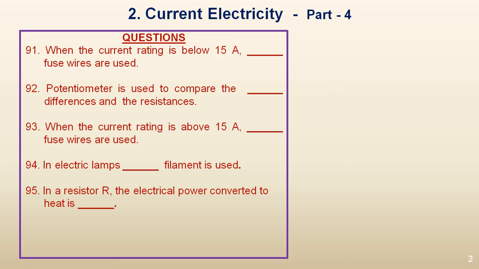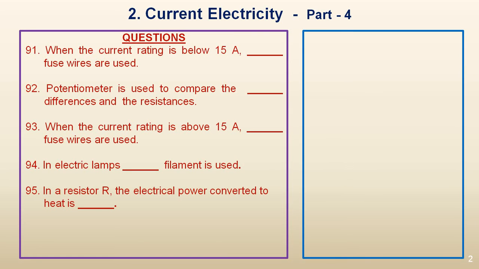Now let us see the answers to the question number 91 to 95. Question number 91. When the current rating is below 15 ampere, dash fuse wires are used. The answer for that one is an alloy of lead and tin.